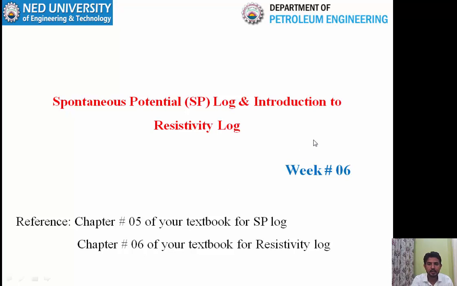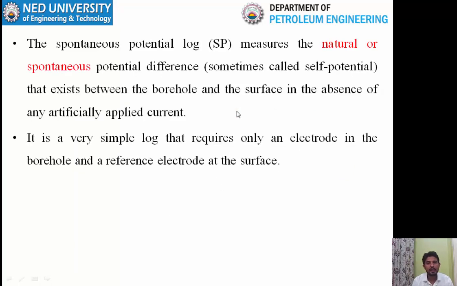So let's start the presentation with the SP log, and the most important use of this SP log is the identification of the permeable zone. And we know that identification of the permeable zone is the basic and important task of a petrophysicist, because one of the conditions for being a reservoir is that the reservoir should have permeability. Since the reservoir has permeability, it can produce hydrocarbons at commercial and economical rates. So identification of the permeability is the important task of a petrophysicist.